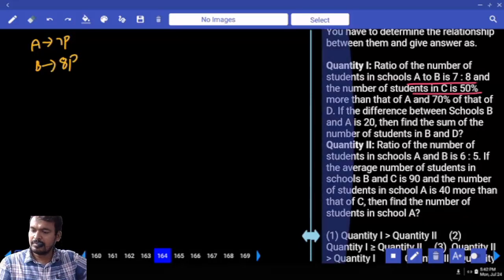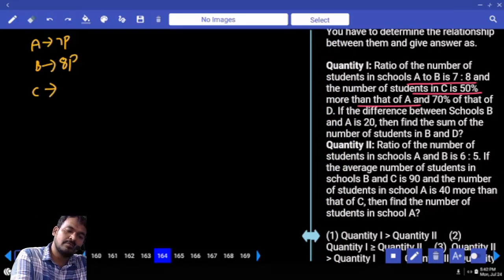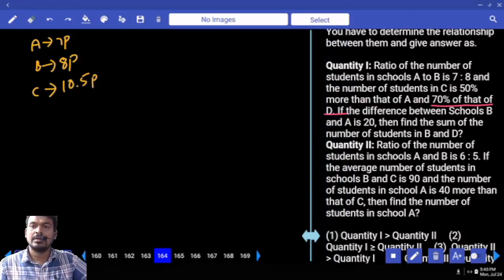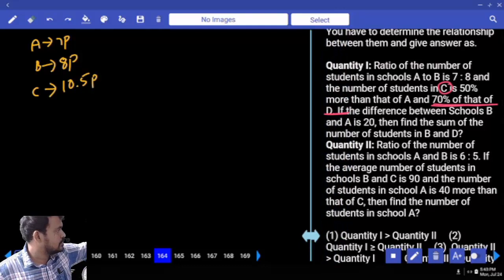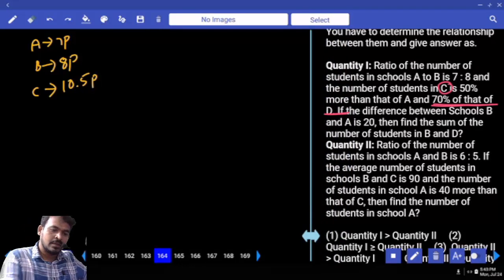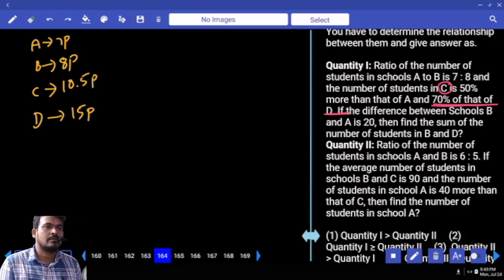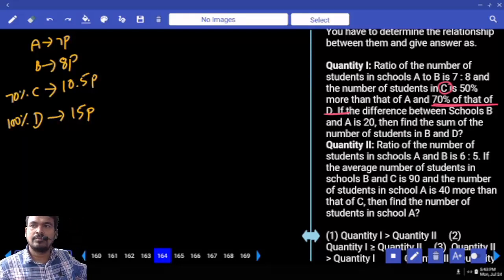And C is 50% more than that of which one? A. Means C is 50% more than A, so C is 10.5 parts. And C is also 70% of which one? D. C is 70% of D. What is the 70%? 10.5. Then 100%? 15 parts. If D's value is 100%, C is how much? 70%. What is the 100% value? 15 parts. What is the 70% value? 10.5 parts.